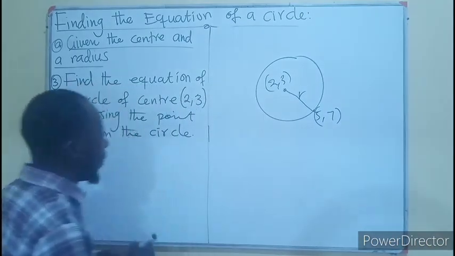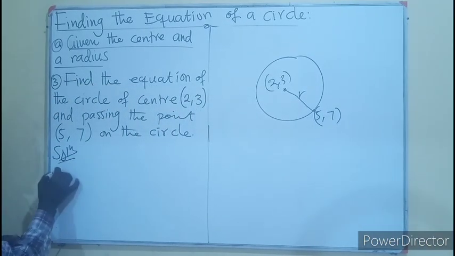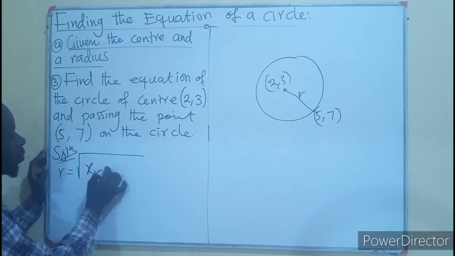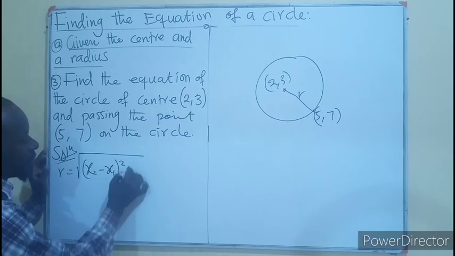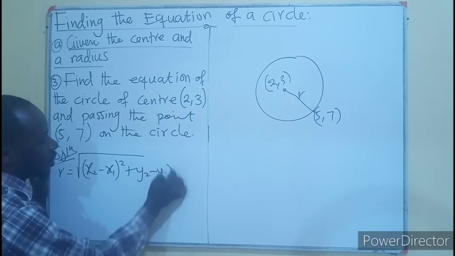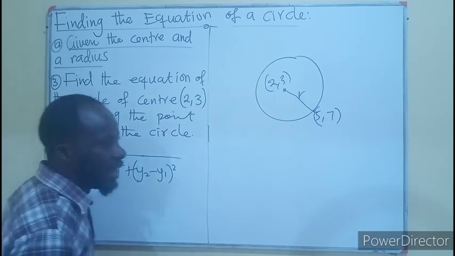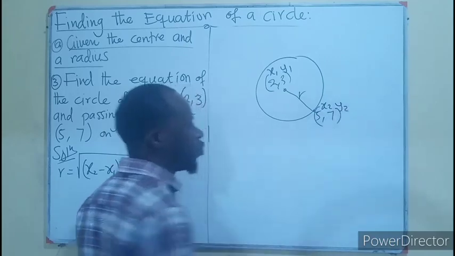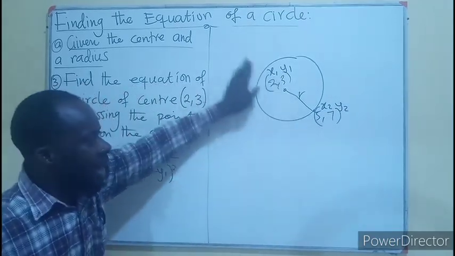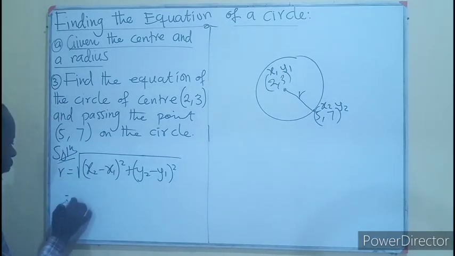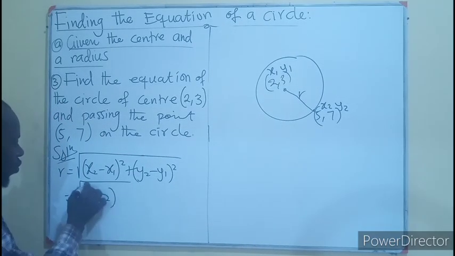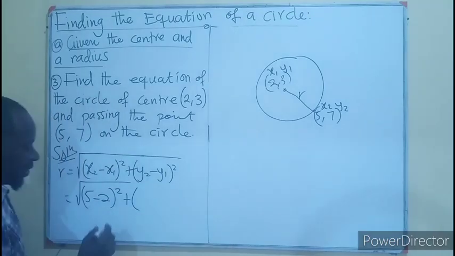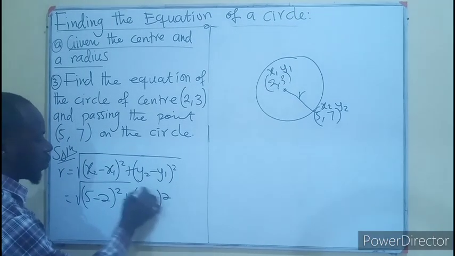So finding the radius, the radius is going to be the distance between the 2 points, which is going to be the square root of x2 minus x1 all squared plus y2 minus y1 all squared. Where in this case, we can decide to say x1, y1, x2, y2. So let's begin with here, then we come there. So 5 minus 2 all squared plus 7 minus 3 all squared.